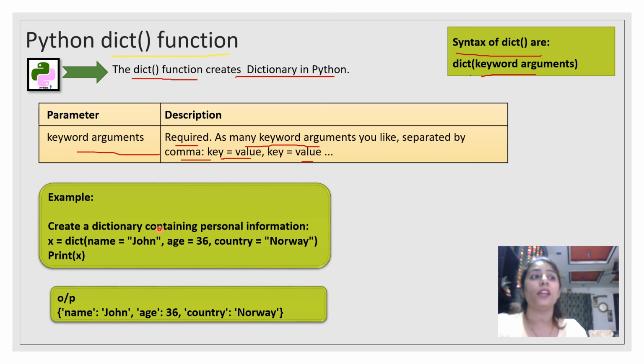Look here, create a dictionary containing personal information. I just want to create a dictionary. So x = dict(name="John", age=36, country="Norway"). Now I want to print x. It will simply print it, taking the values from the dictionary, and the output would be like this: name is John, age 36, country Norway, whatever I have created here. Clear? So this is how you can create a dictionary on your own.